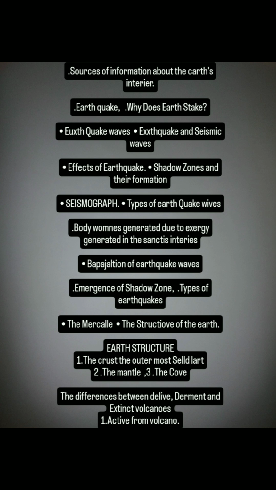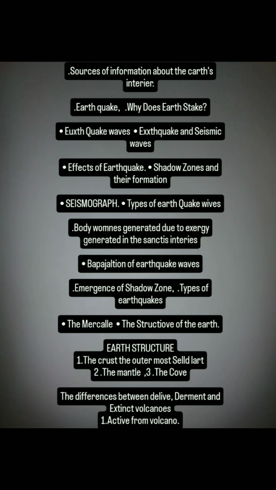Earth's structure. Crust, the outermost solid part. 1. Brittle in nature. 2. Thickness is 5 kilometers. Thin under the oceans and thick under the continents. 3. 30 kilometers under oceans and 70 kilometers under mountains. Density in the ocean floor is 3 gram per centimeter cube. Salt density is 2.7 gram per centimeter cube.